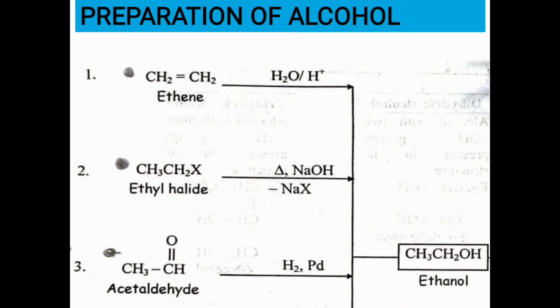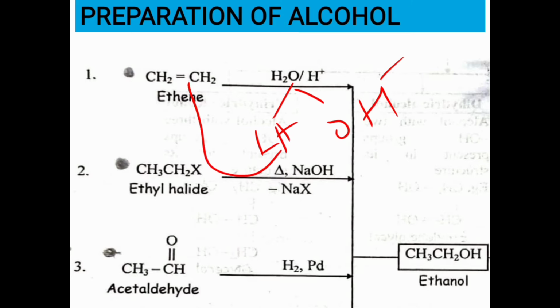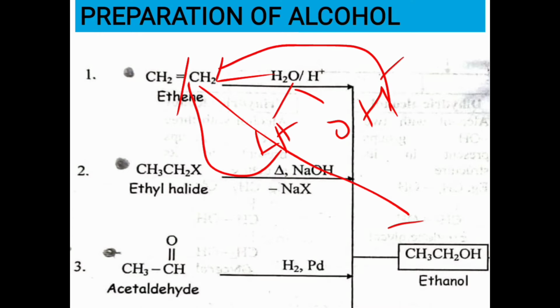So in this slide we can see preparation of alcohol. Here we will prepare alcohol from ethene with H2O. Now let's start with the first reaction. Ethene with H2O, this H2O will split into H plus and OH minus. H plus will break this bond and OH will get attached, resulting in the formation of ethanol.